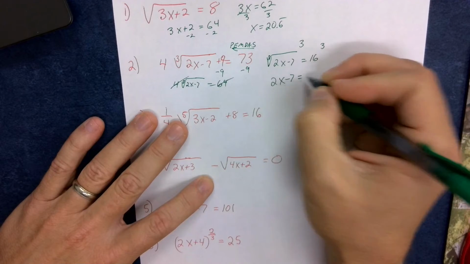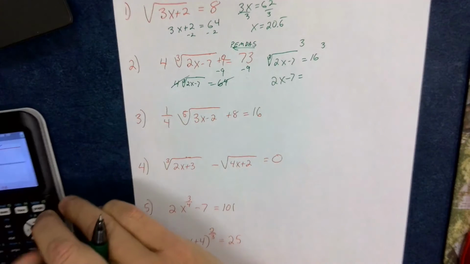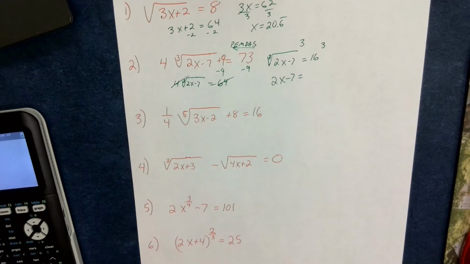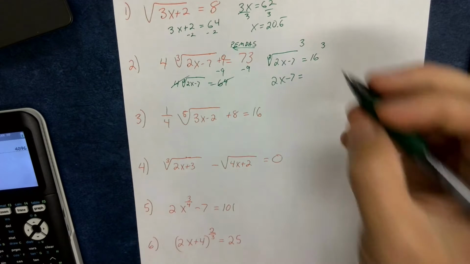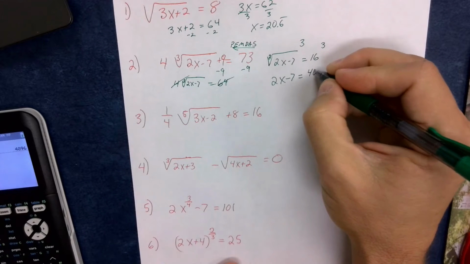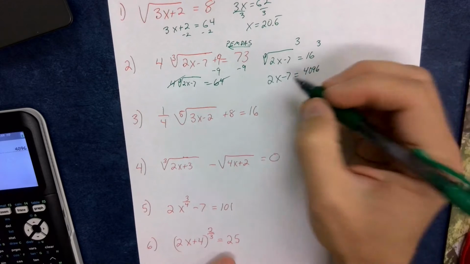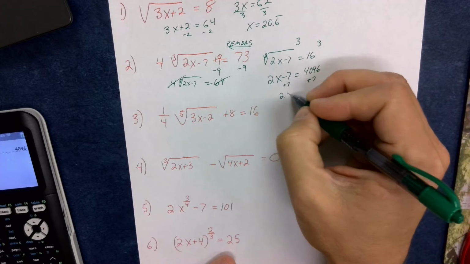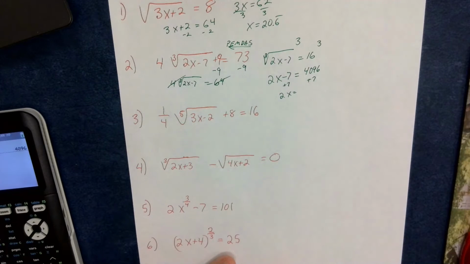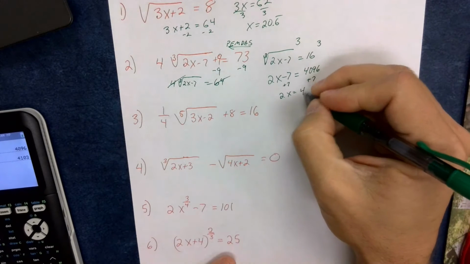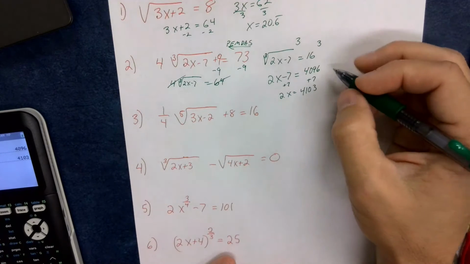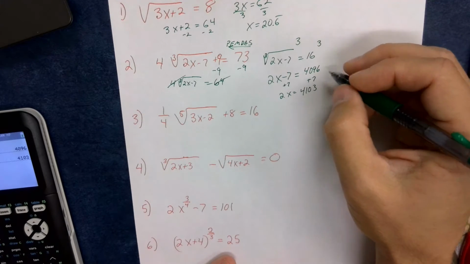2x minus 7 equals 16 cubed. I don't know that off the top of my head, so 16 raised to the third power, I get 4096. And then add 7, and 2x equals 4096 plus 7, which is 4103, and divide by 2, then I get 2051.5.